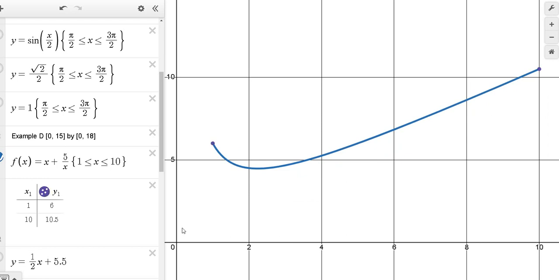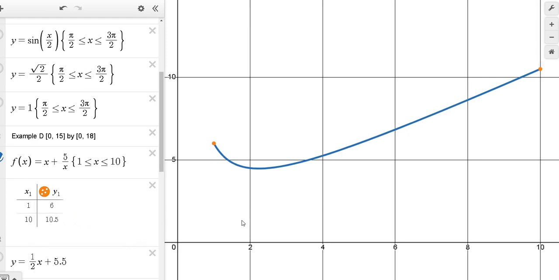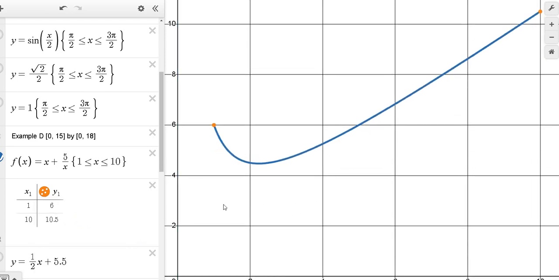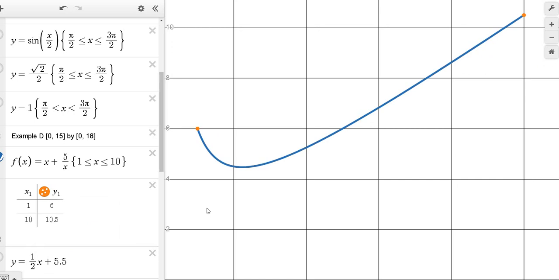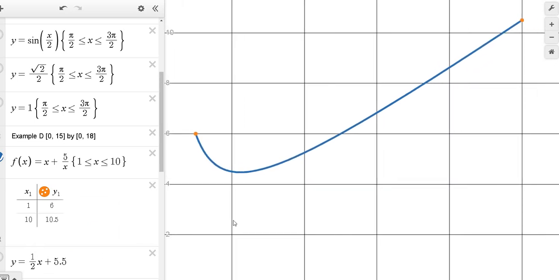Let's put in the endpoints here. Let me make those a little bit more colorful. So there you go, there's our endpoints. So yes, it is a smooth, continuous, differentiable function on the interval 1 to 10. So we're okay there. Let's move on to the next step.